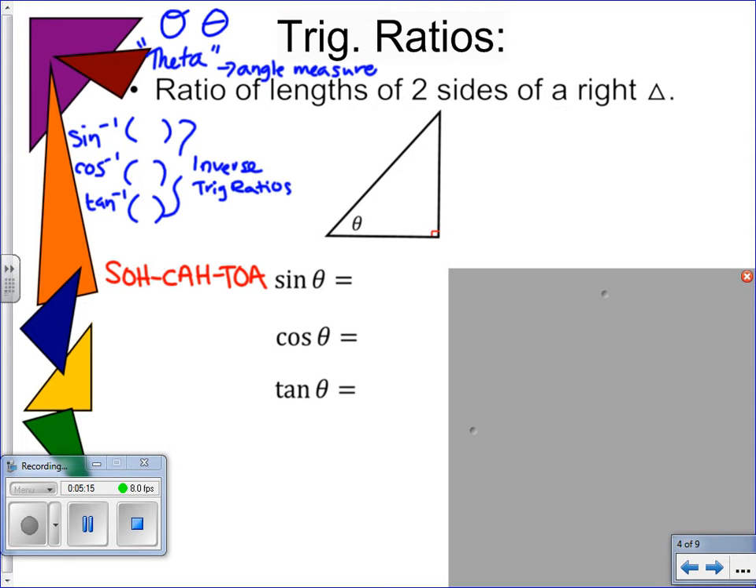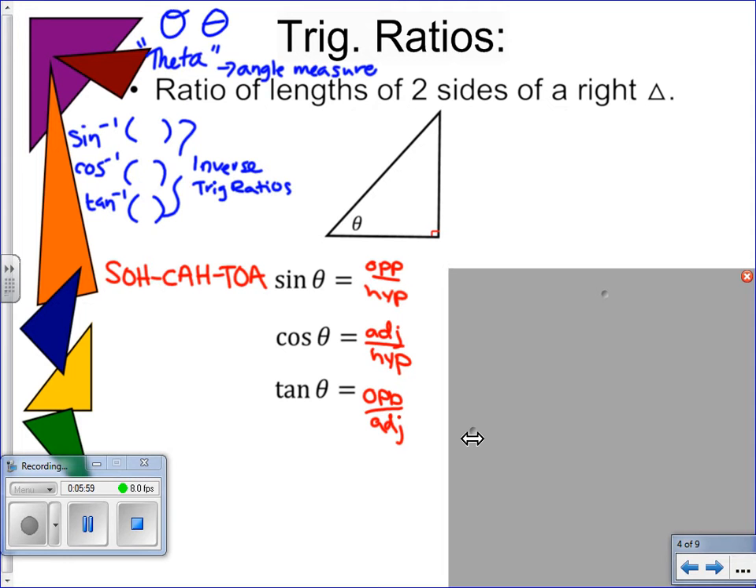Oh, it helps you remember what is over what. So Faith, you're going to add to that and say? It's like for sine, it's opposite over hypotenuse. Sine is opposite over hypotenuse. Cosine is adjacent over hypotenuse. And tangent is opposite over adjacent. Ring a bell?